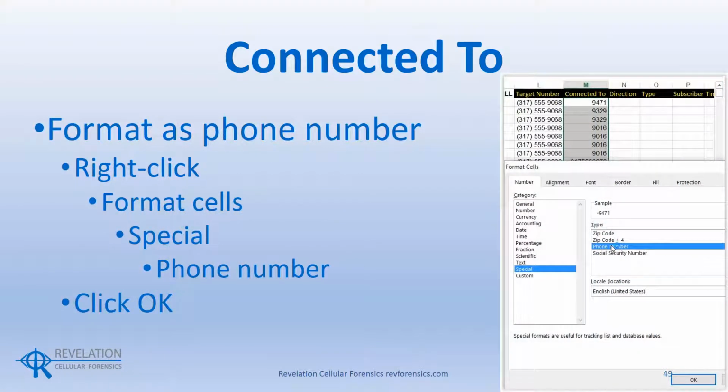The connected to column will be formatted as numbers. We can format the column as phone numbers by using the Format Cells function. All the entries in the column will be selected since we just removed the formulas. Right-click on the selection and click on Format Cells. Select Special and Phone Number.